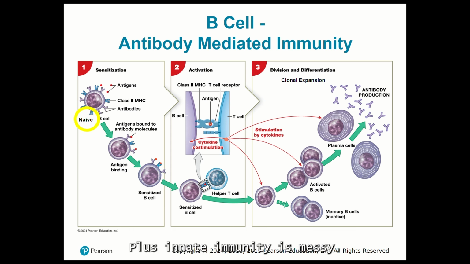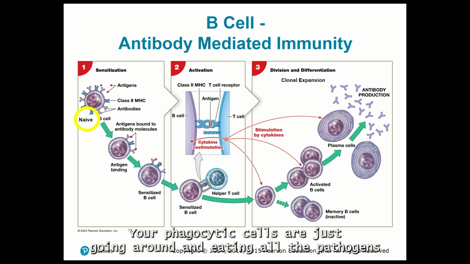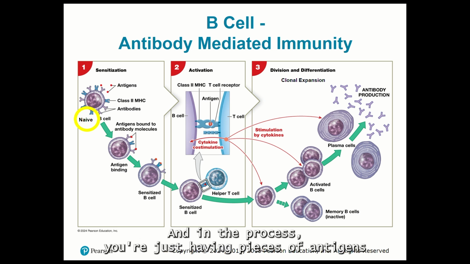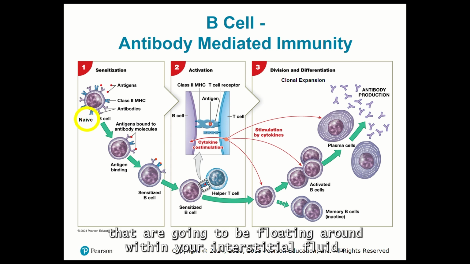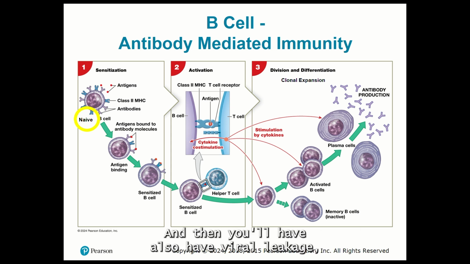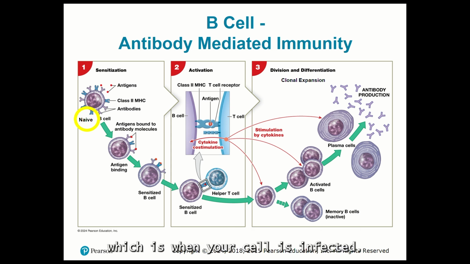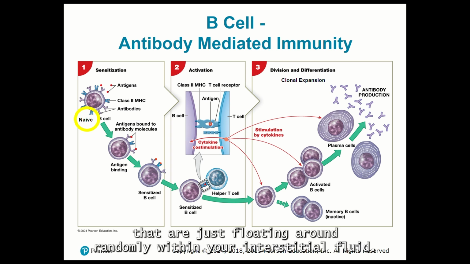Plus, innate immunity is messy. Your phagocytic cells are just going around and eating all the pathogens that they can find, and in the process, you're just having pieces of antigens that are going to be floating around within your interstitial fluid. And then you'll also have viral leakage, which is when your cell is infected, pieces of that virus are going to be leaking out of it. So you have all these antigens that are just floating around randomly within your interstitial fluid.